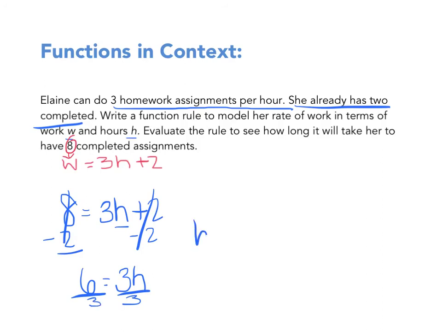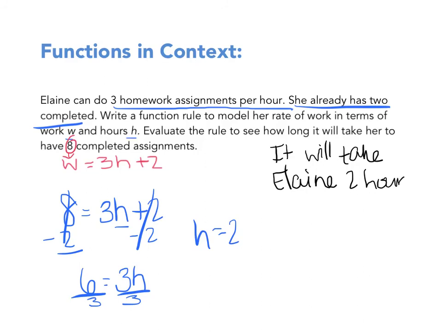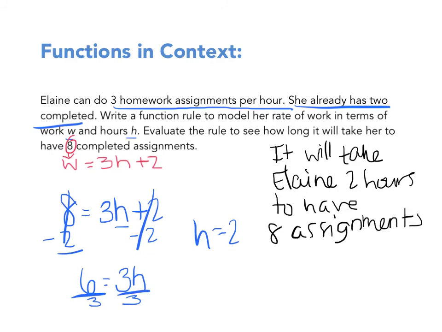So it will take her 2 hours to have 8 assignments completed, and you need to put that in a full sentence. It will take Elaine 2 hours to have 8 assignments completed. That one was a pretty simple context.